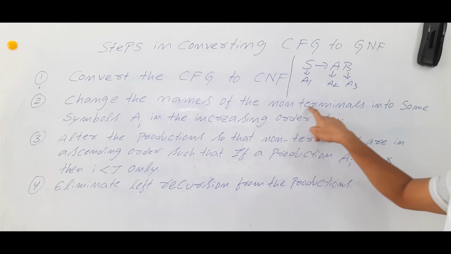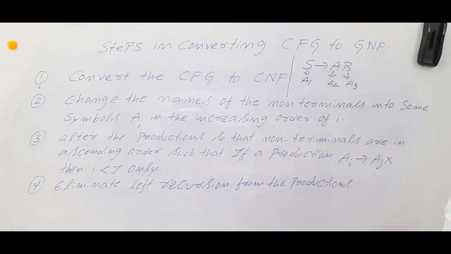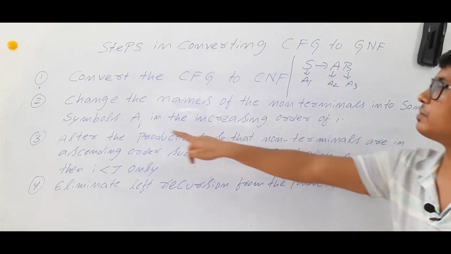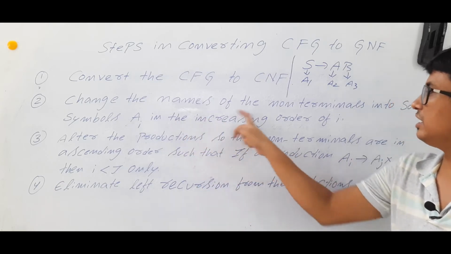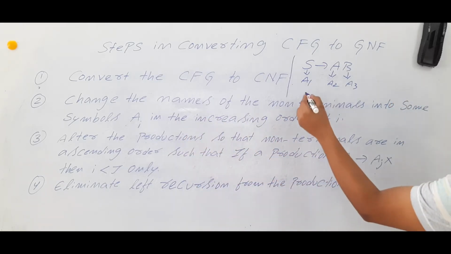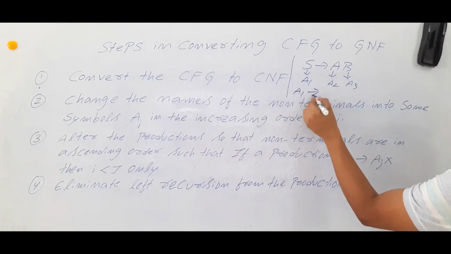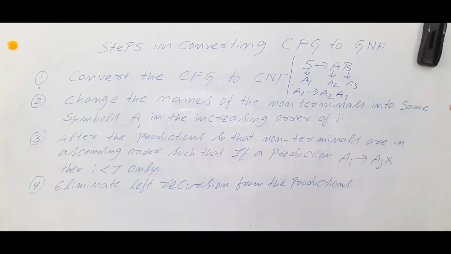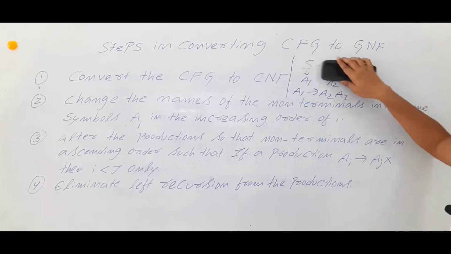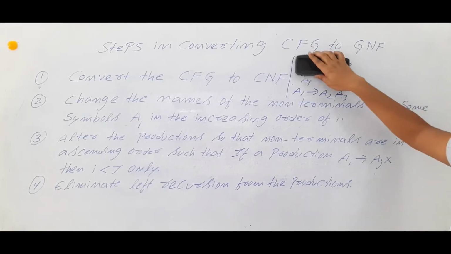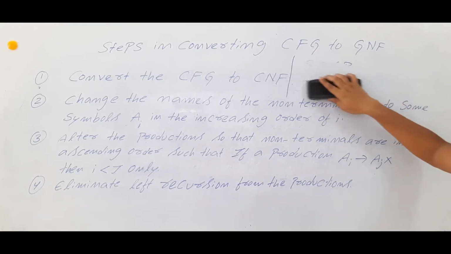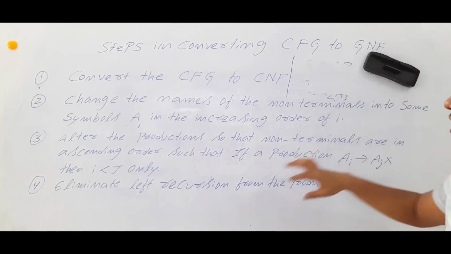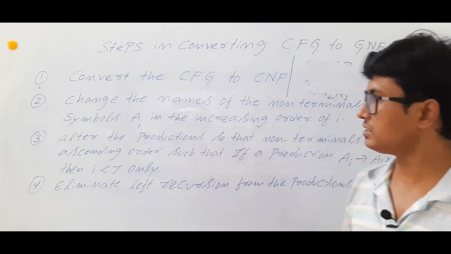Change the names of the non-terminals. S, A, B are the non-terminals, renamed into symbols Ai in increasing order of i. So, I will make it A1 determines A2 A3. Is it clear? Are you able to understand? This is the way we will do it for all the non-terminals in the given grammar. So, step 2 is clear.